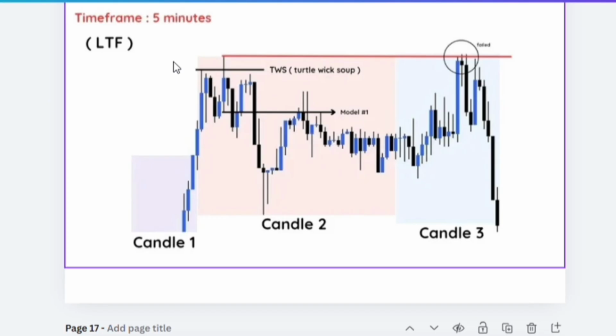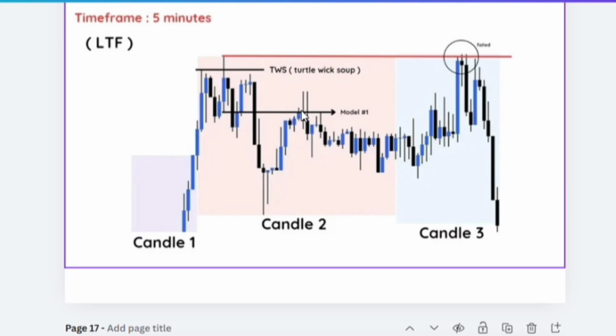This is the 5 minute lower time frame from that particular 4-hour. This is the 5 minute scenario of it. This was the first candle that causes the particular range. The second candle was that particular first candle that did the first turtle soup. This is it here. Then you will now mark here as your model 1.